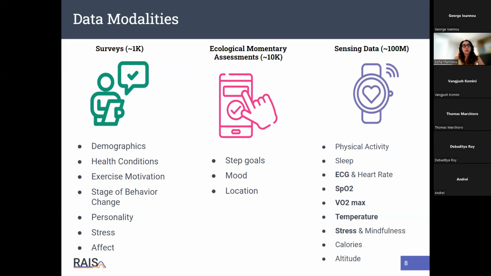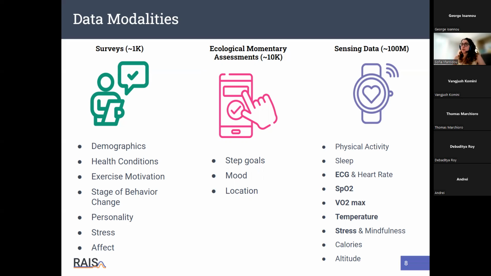In terms of ecological momentary assessment, we have approximately 10K self-reported labels, and they refer to daily step goals. So every morning we would ask the users, how many steps would you like to do today? And these are essentially the self-reported labels. And then we have mood labels. So 3 times a day we would ask the users, how do you feel? And they had a choice of emotions to choose from.